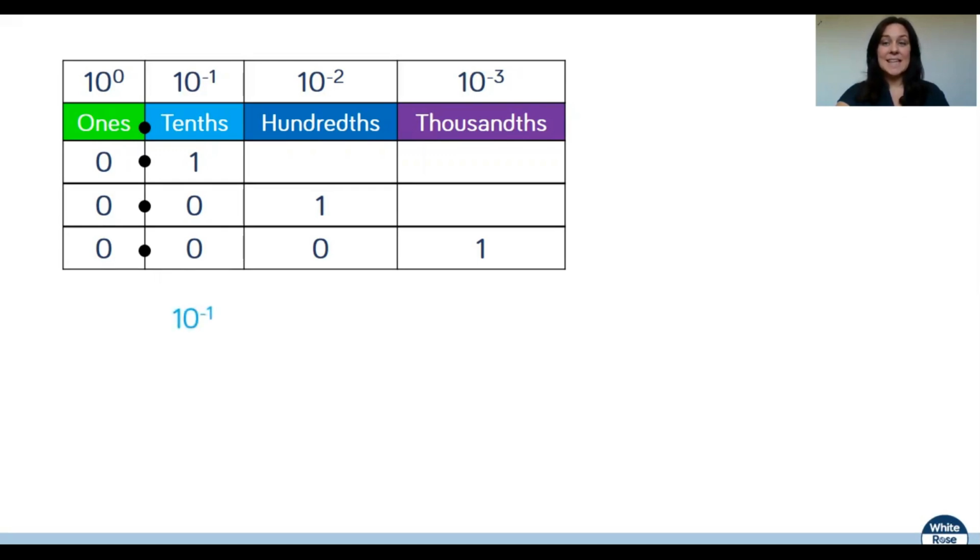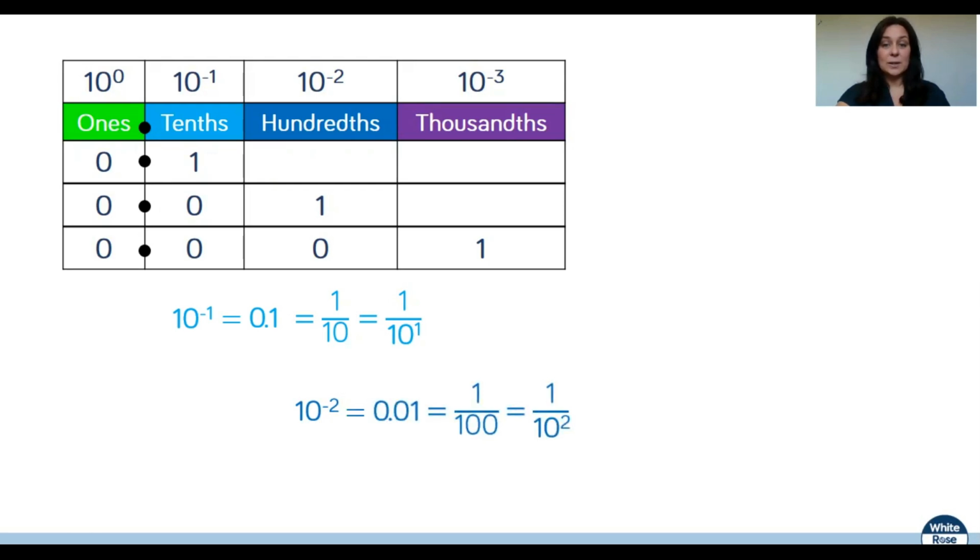So we can see that 10 to the power of negative 1 is equal to 0.1, which is equal to 1 over 10, which is the same as 1 over 10 to the power of 1. That also works for 10 to the power of negative 2, which is equal to 0.01, which is equal to 1 over 10 squared. And 10 to the power of negative 3, which is equal to 1 over 10 to the power of 3. Now, there are two really key learning points here.